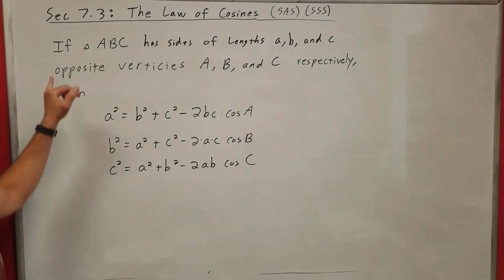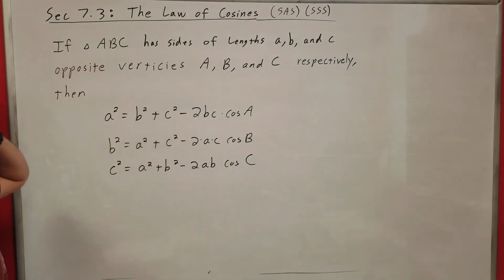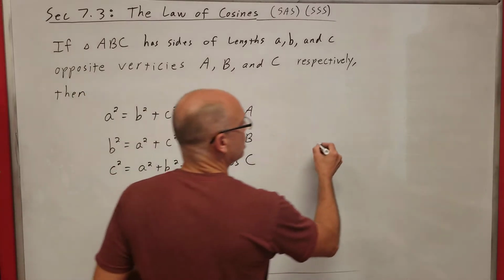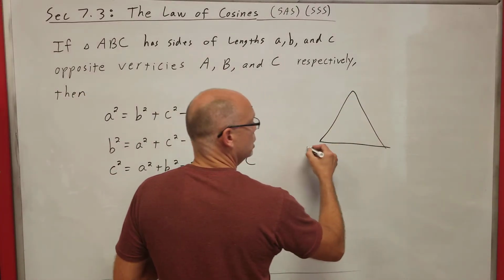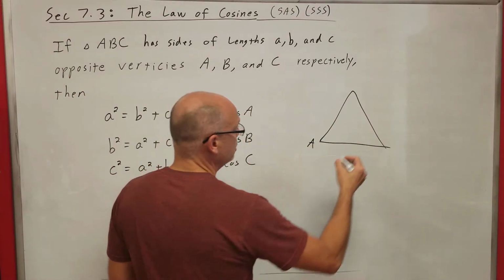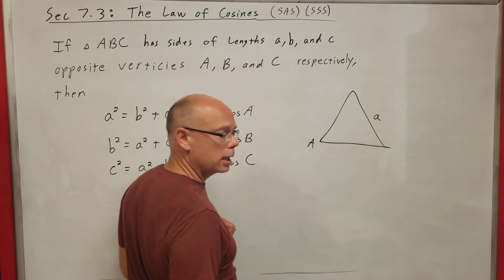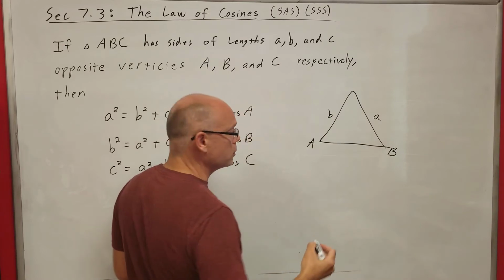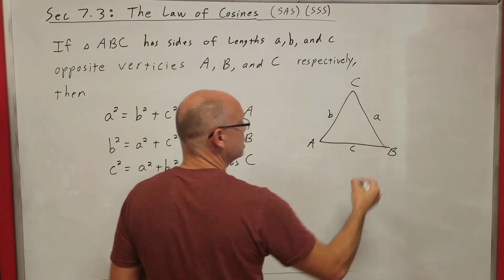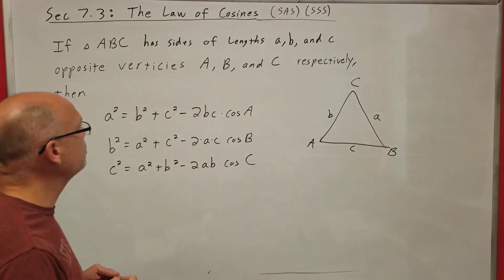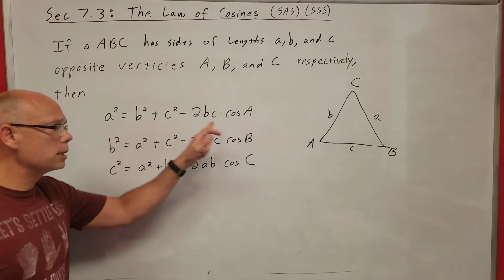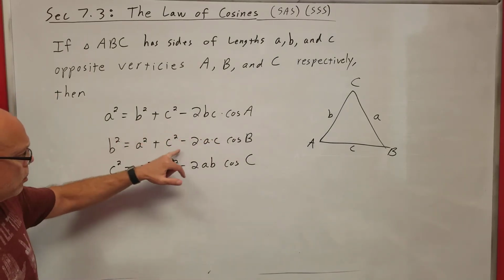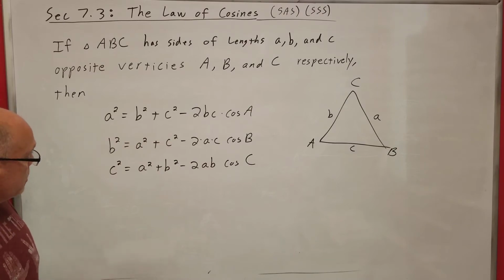All right, what does it say? If triangle ABC has sides of lengths a, b, c and so forth, all that means, that first part, is suppose you have a triangle and you call this angle A, then lowercase a needs to be across from it. If this is angle B, lowercase b is the side across from it. If this is angle C, lowercase c is the side across from it. And the law of cosines is this stuff. Now, don't get overwhelmed by this stuff. Think about what this means.